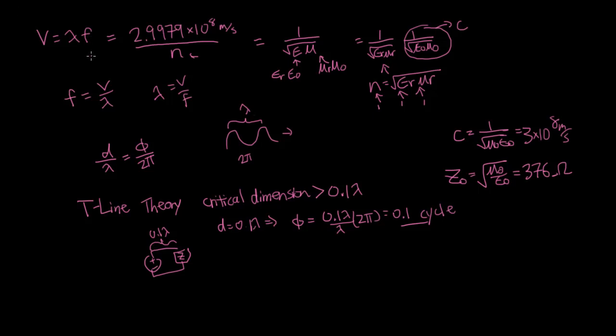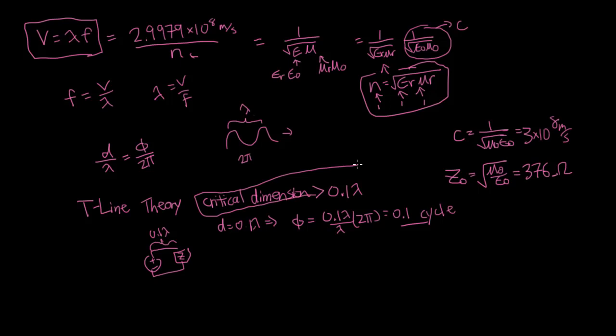So in summary, know this relationship and how these quantities interrelate, and know the definition of the refractive index. If I were to give you either a time scale or a length scale, you should know how to correlate wavelength and frequency, and you should be able to use this rule of thumb to figure out whether you need to use transmission line theory or not.